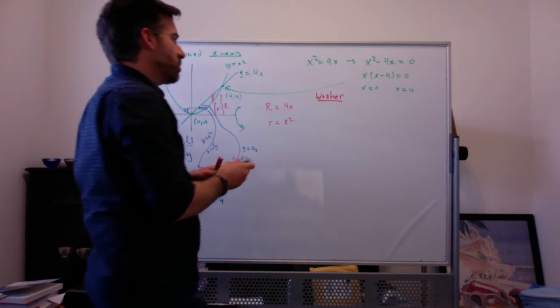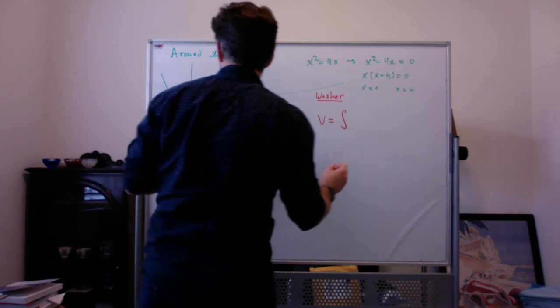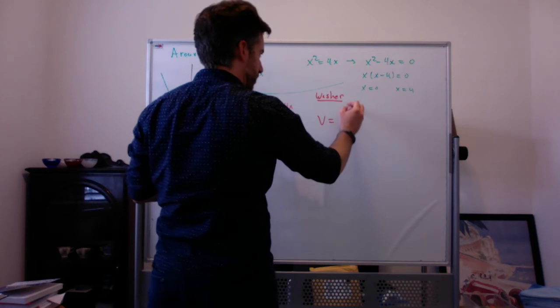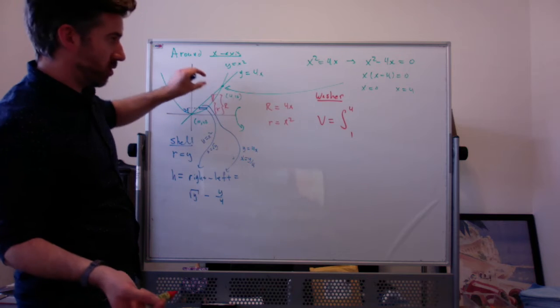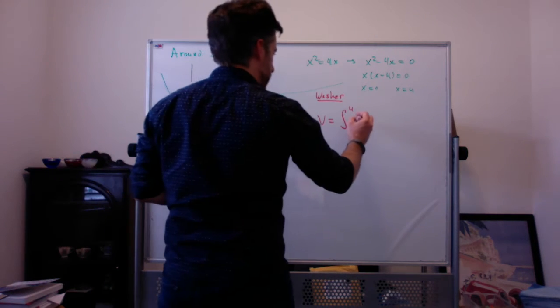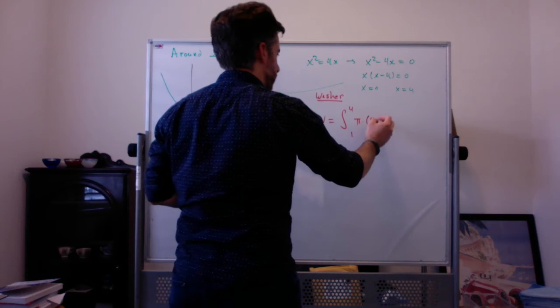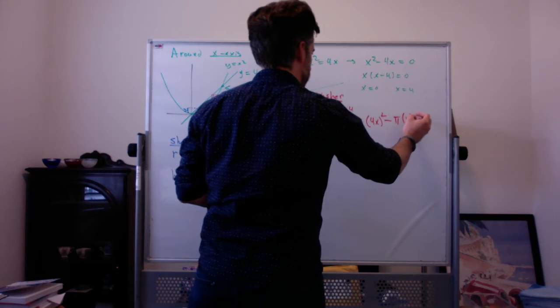So setting up the washer method, the volume is going to be the integral from 1 to 4, right? That's from x equals 1 to x equals 4. And we know it's x because we have a vertical strip, and if there's a vertical strip, it's a dx. So it's going to be pi times the big radius squared minus pi times the little radius squared.